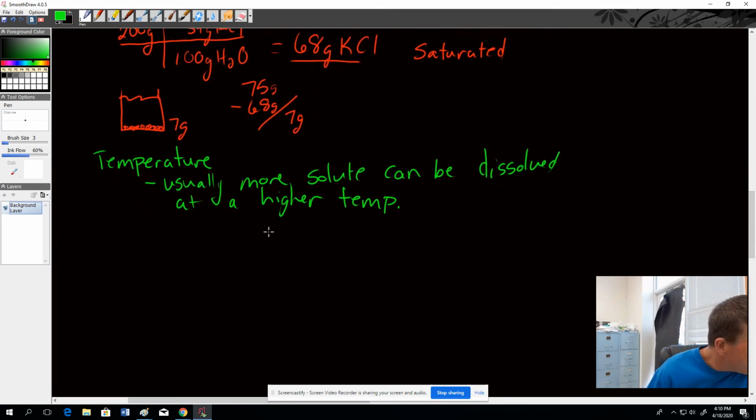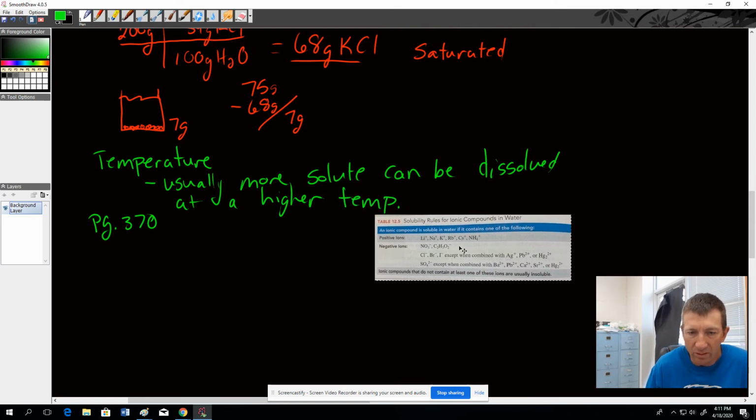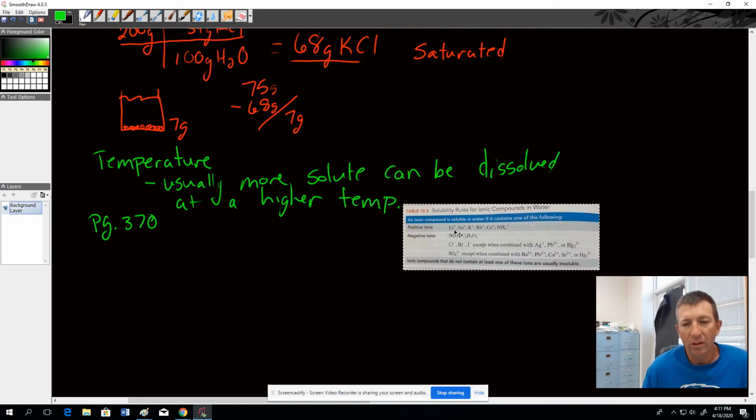Okay, next thing we're going to talk about is how do we know whether something is soluble or insoluble in water? So for this one, I'm going to bring up a chart, and this chart is on page 370. Let me paste it here, move it around, and we're just going to move it right over here. So here are some solubility rules, so we can tell whether something will dissolve or not.